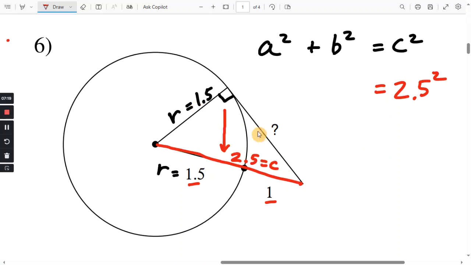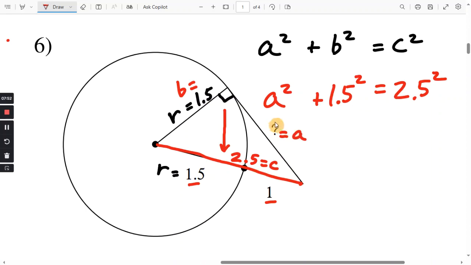The other two sides, it doesn't matter which is a or which is b. I'll let the question mark equal a, and I'll let the radius right here equal b. Since a is just a question mark, you can plug in question mark or just leave it as a squared. b squared is going to be 1.5 squared. Now, you could evaluate it from here.